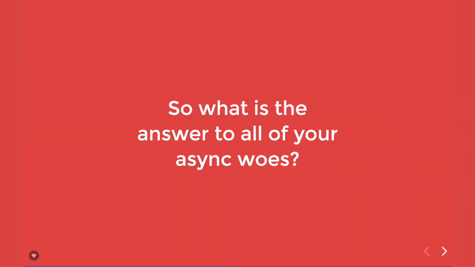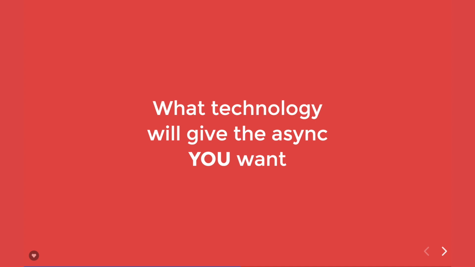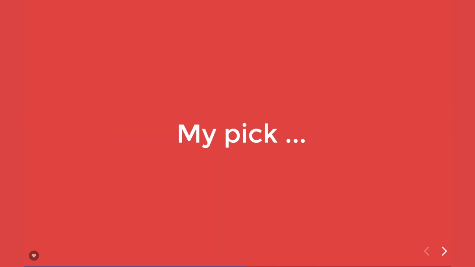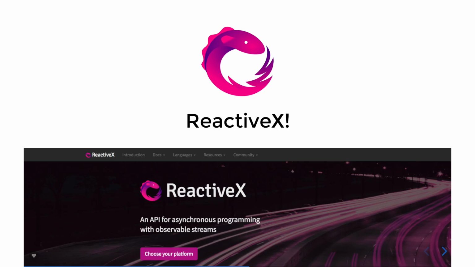So what's the answer to all those woes you didn't know you had that I've just introduced to you? And yeah, what technology will actually allow you to do all these things nicely? I guess you can do them now, but what will actually allow you to do them nicely? Chainable, multi-value, cancelable. For me, I say that, I want it to be opinionated. I put this in here for other people, but for me, I always choose this. It's reactive programming, ReactiveX.